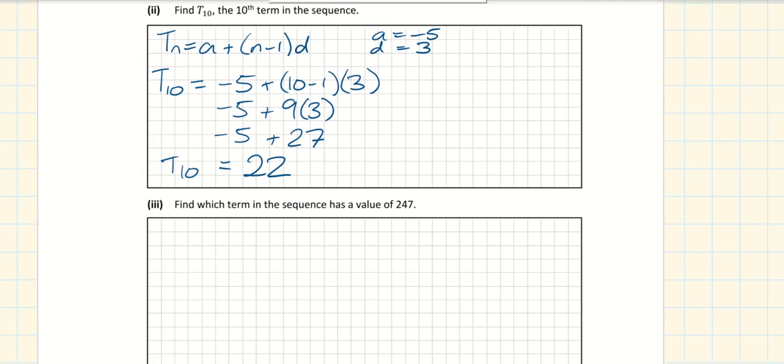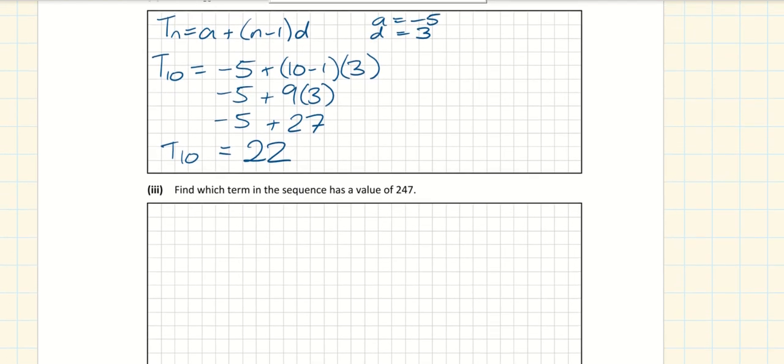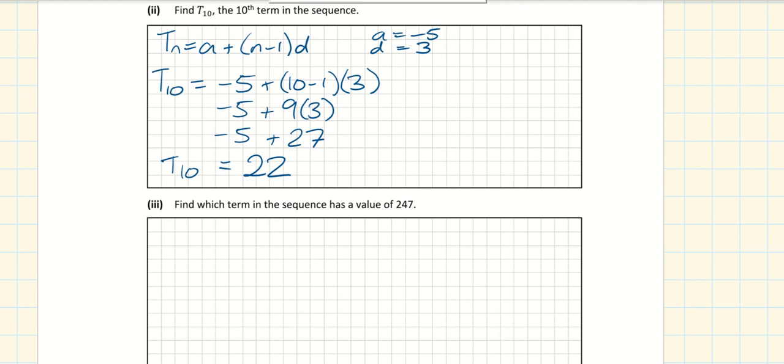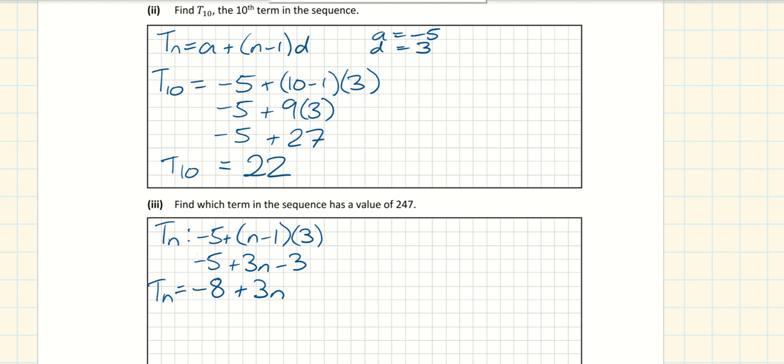Okay, and now you're asked to find which term of the sequence has a value of 247. Okay, so for this, the easiest way to find this is to find our Tn formula. So we'll go Tn equals a plus n minus 1 times our d, which is 3, so we have minus 5 plus n minus 1 times 3. Okay, so minus 5 plus 3n minus 3, so minus 8 plus 3n. So we've got a Tn, and we need to find which term has a value of 247. So we need to let this all equal 247.